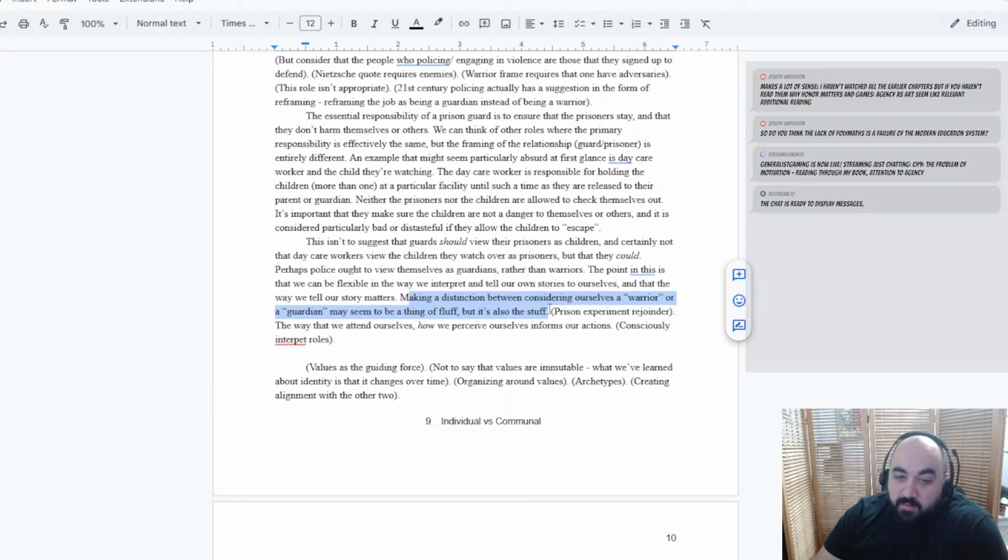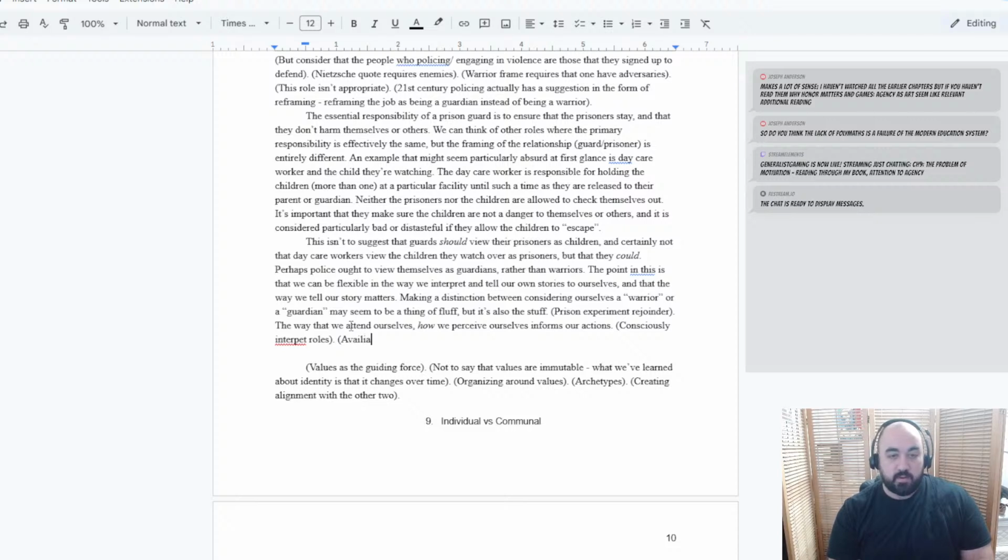And then we wanted to have a rejoinder to the prison experiment, Zimbardo's prison experiment. The way in which we attend ourselves, how we perceive ourselves, informs our actions. Not just the actions we take, but the actions we view as being available, and also the actions which are going to cause cognitive dissonance. Let's maybe make a note. So the availability of actions, which actions are going to cause ego depletion or not, and which ones are going to cause cognitive distortions.